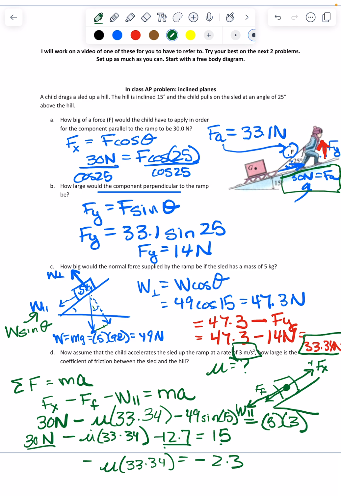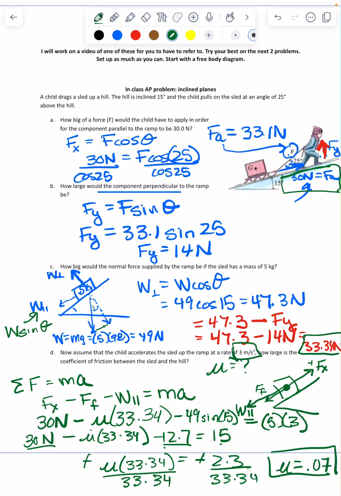These are both minus, so we can just make them both positive, right? And divide by 33.34, and I get my mu is equal to 0.067 or so. Oh, no, 0.068. 0.07 when I round up, and we're just going to leave it at that.